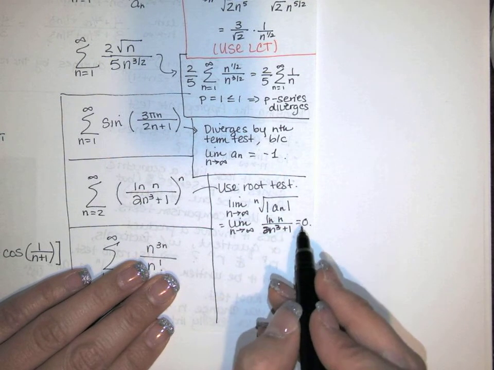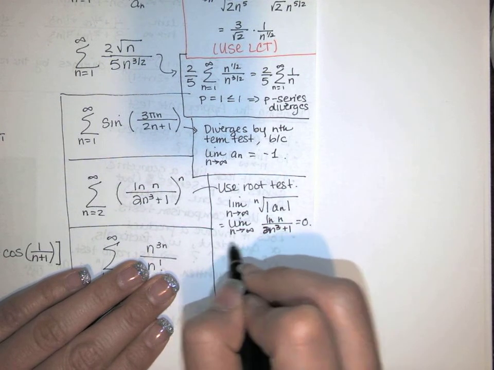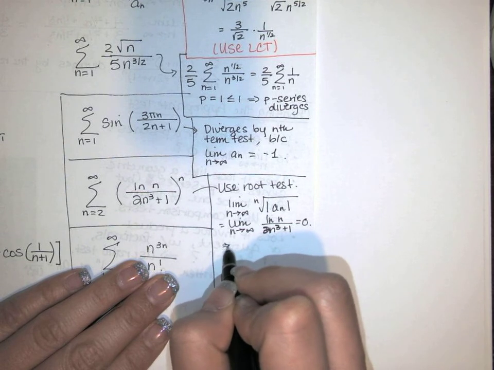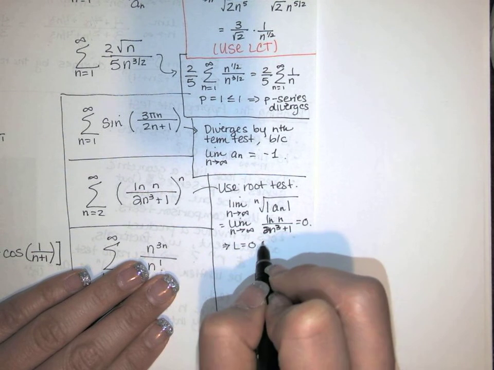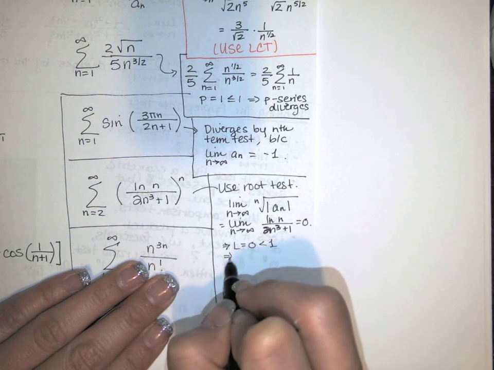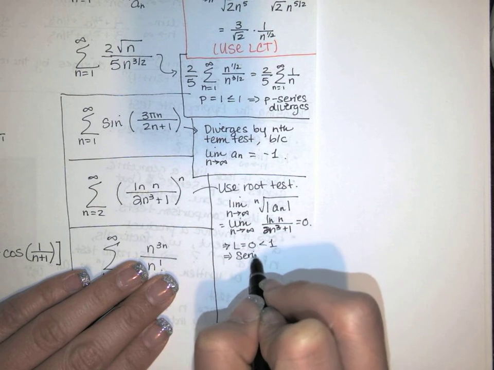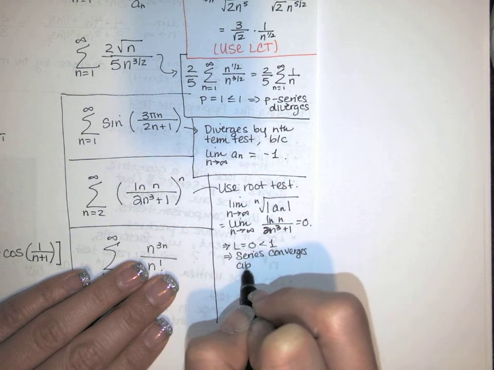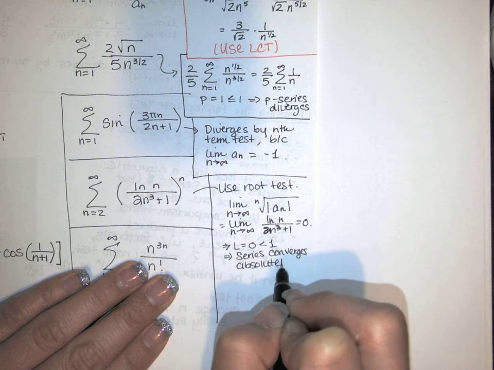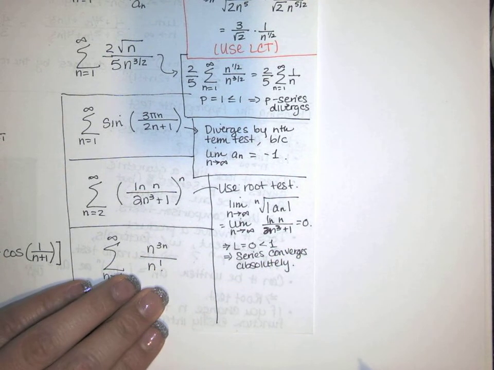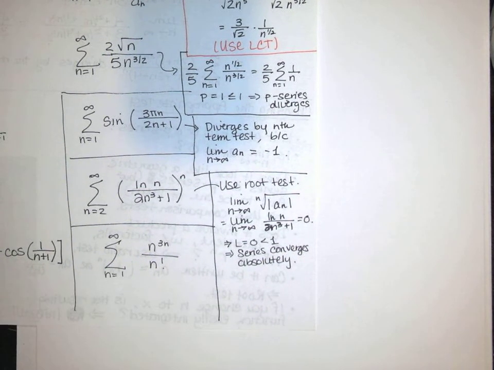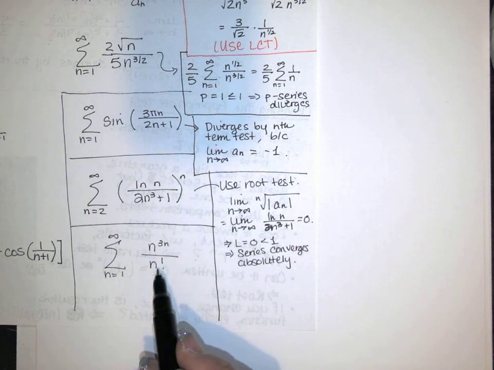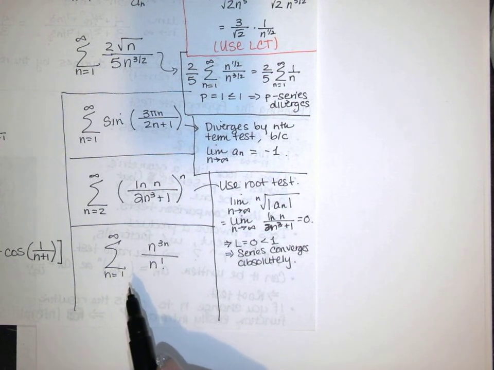Now when we're using the root test, if we get a limit that's 0 and that limit is less than 1, that means the series converges absolutely. So we're good there. And then with this last one, it is the ratio test, and I know to use the ratio test because of the factorial. Let's do that ratio test.